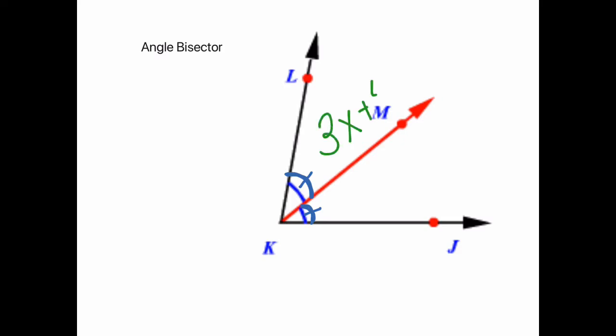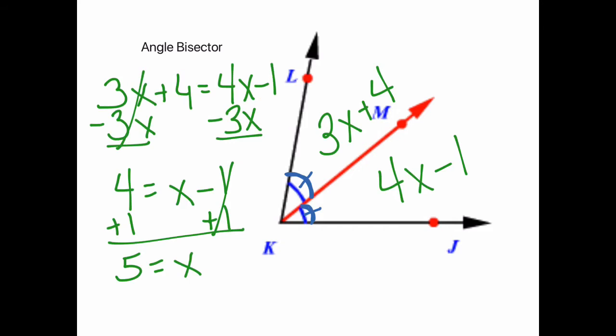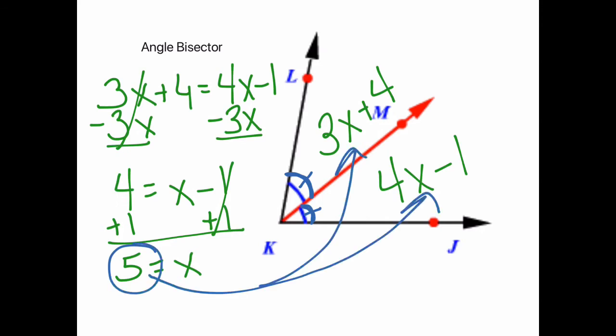So let's say this was 3x plus 4, and this was 4x minus 1. You could set those equal to each other and solve for x. Just like I've done there, 3x plus 4 equals 4x minus 1. Subtract the 3x from both sides, add 1 to both sides, and you'll get that x equals 5. And if they asked you what the angle's measure is, you would take this 5 and you could plug it back in for either of those x's. And you could figure out what each of those separate angles are. And if they asked you for the whole angle, LKJ, you would have to add those 2 together. And that's how you do that.